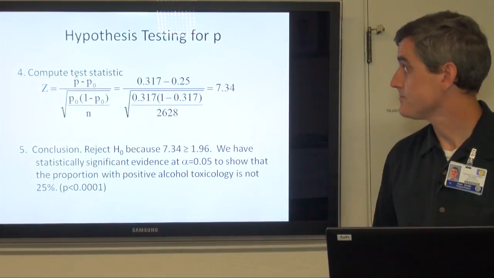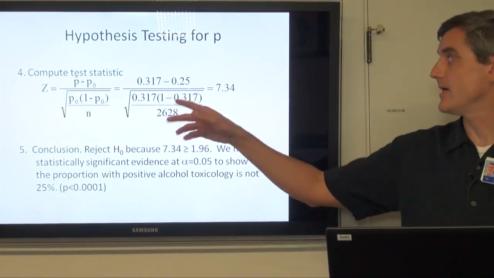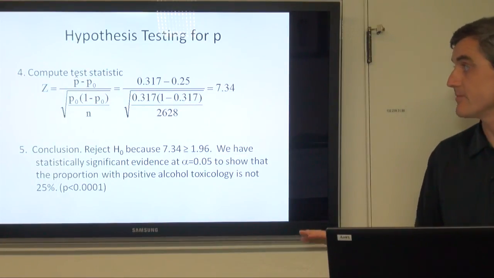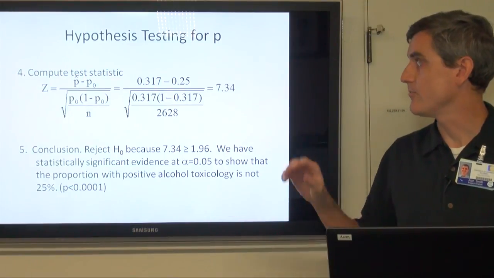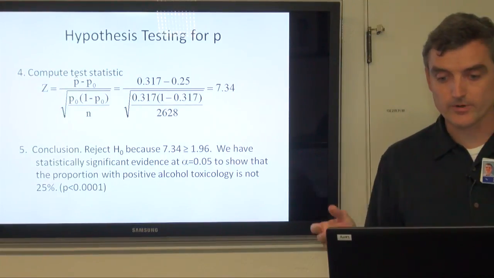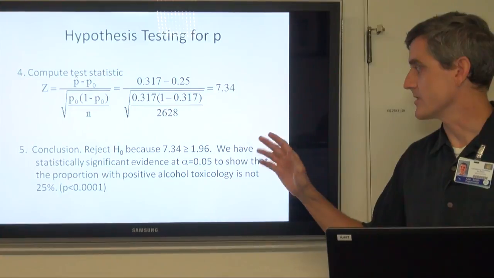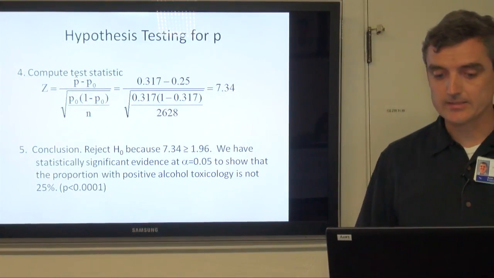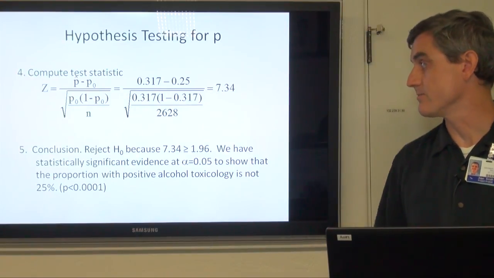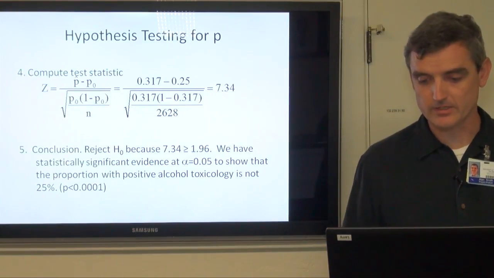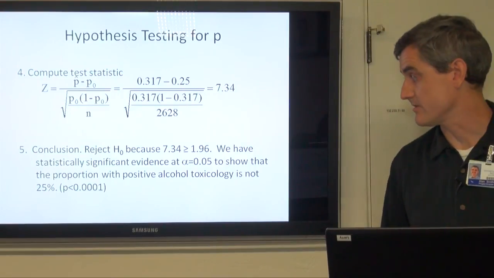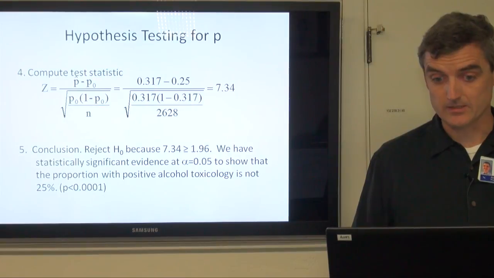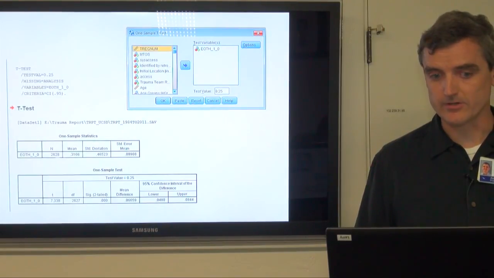And so going through this, calculating the difference and dividing by that standard error, we get a z-value of 7.34. Again, this is much larger than our critical value, so we're going to reject that null hypothesis. And so we can say with a lot of confidence that the proportion with positive alcohol toxicology is significantly different from 25%, at least in our hospital, especially on Saturday night.